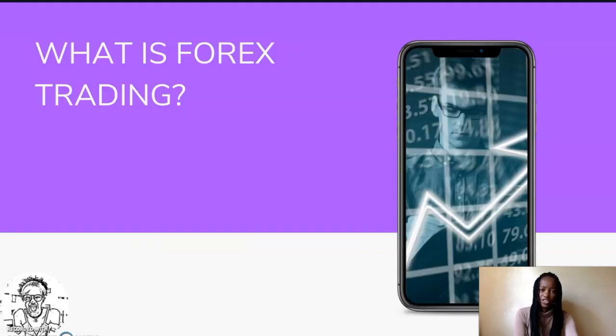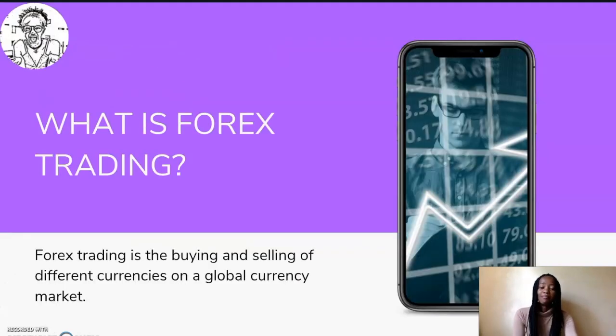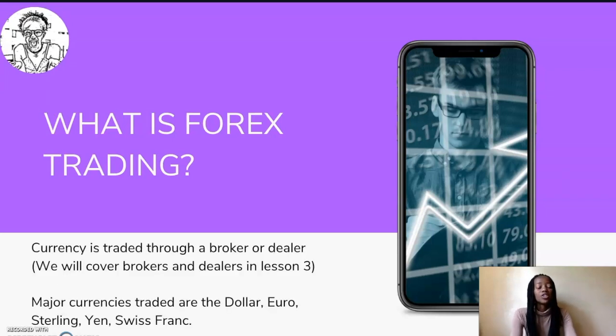So what is Forex trading? Forex trading is the buying and selling of different currencies on a global currency market. So essentially, it's just buying and selling different currencies. This currency is traded through a broker or a dealer, but we're going to cover brokers and dealers in the third lesson. Major currencies that are traded are the dollar, the euro, the sterling pound, the yen, and the Swiss franc.